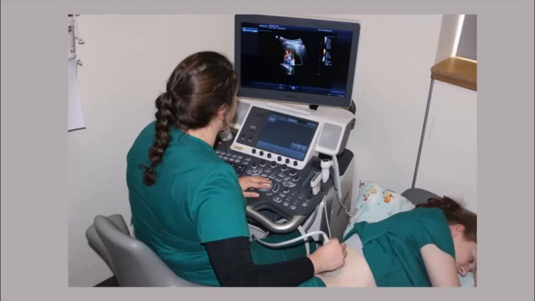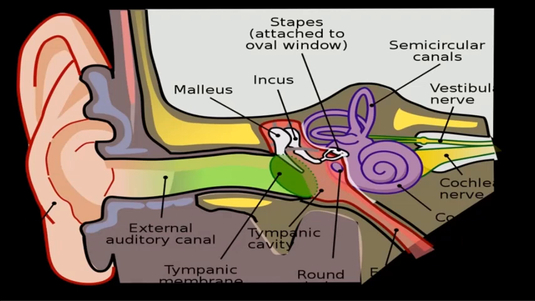Now this method is also painless. So if you have to determine what is going on inside your body, sonography is the best thing to do that. Now our ear is the most important organ. It is also a sensory organ, and we humans can hear an audible range of 20 hertz to 20,000 hertz. When the sound waves fall on the eardrum, it vibrates, and these vibrations are then converted into electrical signals which travel to our brain through the nerves.